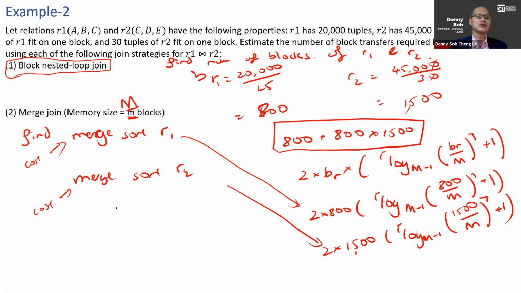And then there is the join of both, which equals the number of blocks of R1 plus the number of blocks of R2, times 2 because it's a read and a write. So the entire cost of the merge join will be this plus this plus this.